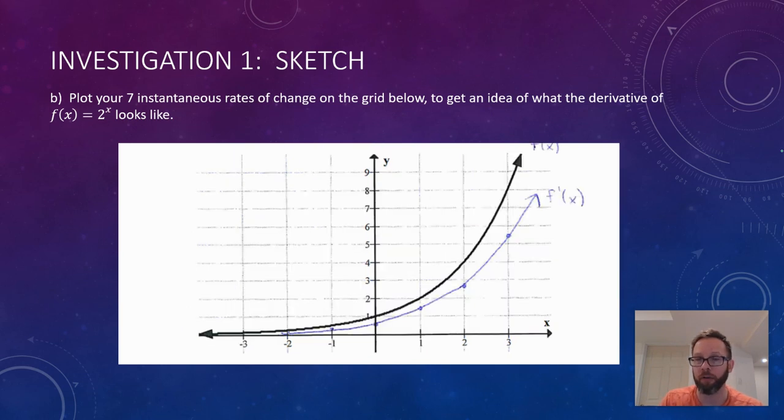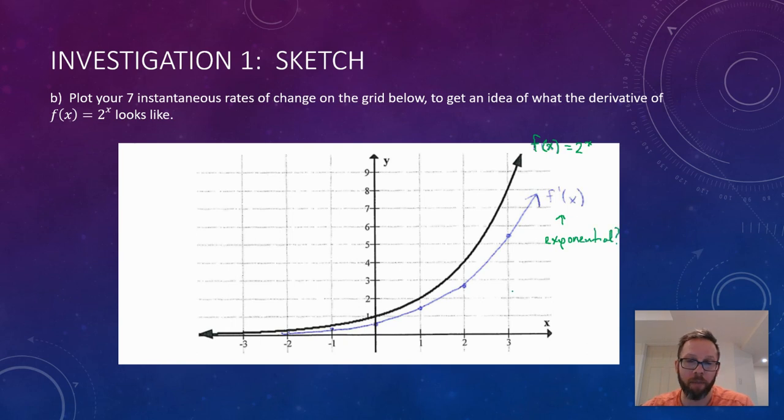If you plot those 7 values for the derivative, you've got the original function. This went off my screen grab a bit there. The original function is 2 to the power of x, and we've graphed the derivative. Remember, right now we don't have an equation for the derivative. But what we can see is that the original function was an exponential function, 2 to the power of x, and it looks like the derivative is an exponential function too.